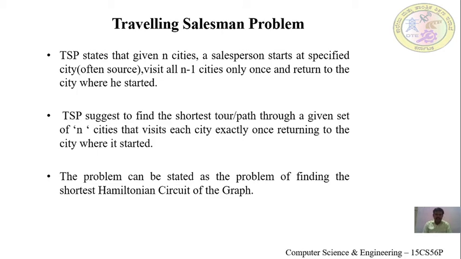TSP states that in a given number of cities, a salesperson starts at a particular source city and has to visit all the remaining cities exactly once and get back to the source city. TSP also suggests finding the shortest path through a given set of n cities that visits each exactly once and gets back to where he started. The traveling salesman problem can be stated as finding the shortest Hamiltonian circuit of the graph.